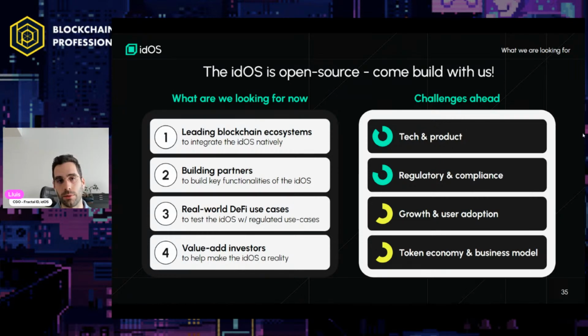And finally, we're also going to be working on the token economy and the business model. As I mentioned before, we have a plan for having payment rails built into the system, changing how identity gets monetized, and finally finding a business model that works both for the data consumers, which are the applications or the blockchains, but also for the issuers of identity, and everyone is well incentivized for the system to work.